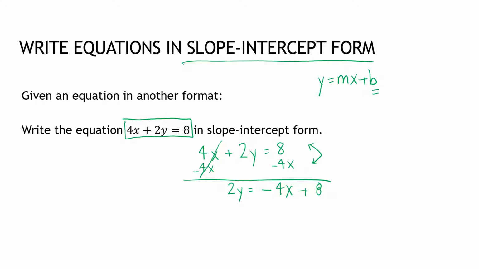Now I want it to just be y equals, and I have 2y equals, so I'm just going to divide every single thing by 2. That gives me y equals negative 2x plus 4. Now if I wanted to graph it, pretty easy. I would start at positive 4 on the y, go down 2 over 1, etc. This one's not about graphing, but this is what my equation would look like in slope-intercept form.